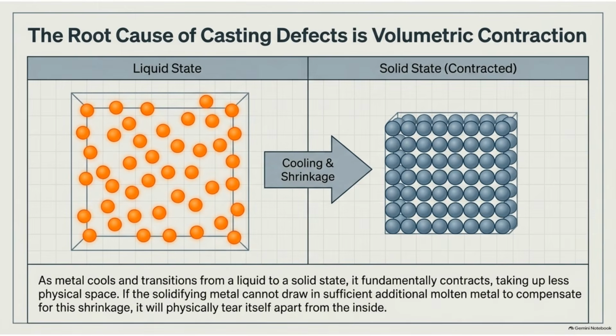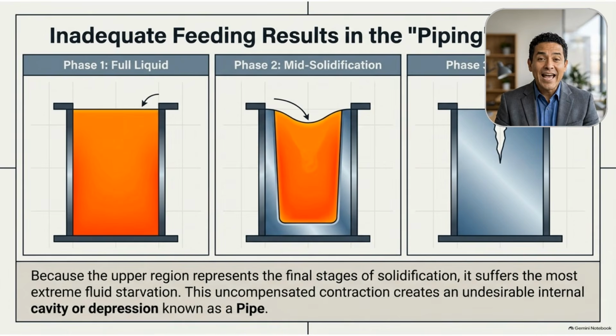The root cause of many casting defects is volumetric contraction. As metal transitions from liquid to solid, it contracts. If it cannot draw in sufficient additional molten metal to compensate for this shrinkage, it will physically tear itself apart from the inside. Inadequate feeding during the final stages of solidification results in the piping defect. This uncompensated contraction creates an undesirable internal cavity or depression known as a pipe.